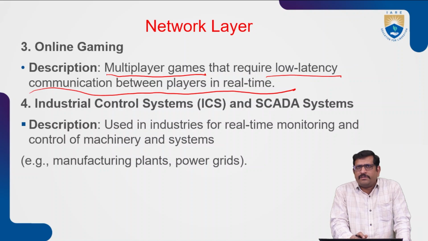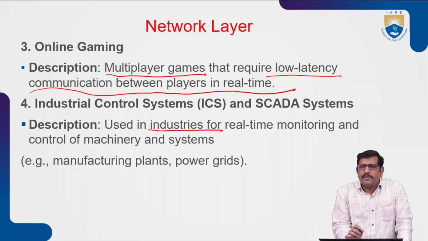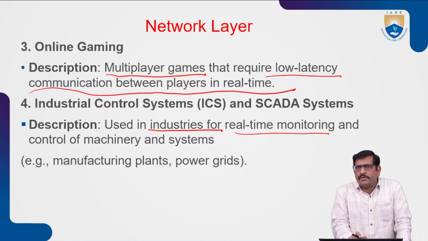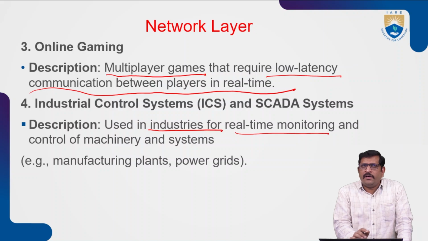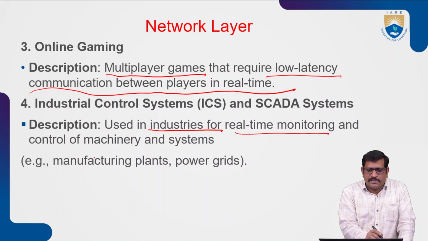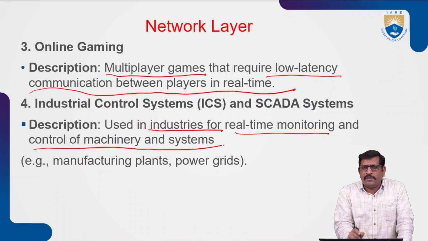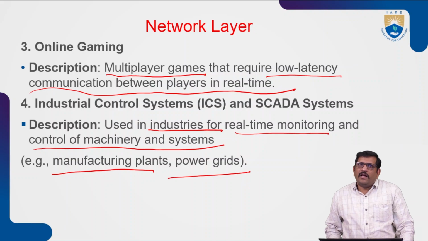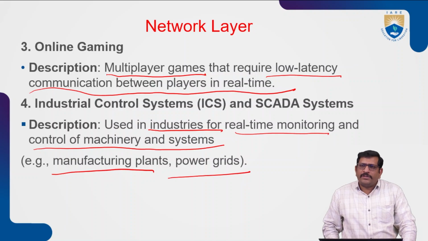Industrial control systems, that is, ICS and SCADA systems. Network layers are generally used in industries for real-time monitoring, such as monitoring employees' work, and for control of machinery and systems. Machinery and systems can be controlled. Manufacturing plants and power grids are examples of industrial control systems.